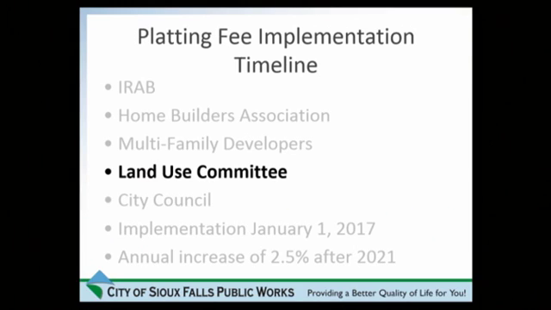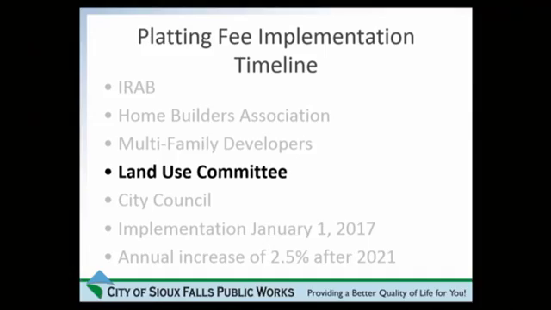Okay, we have taken these to the Infrastructure Review and Advisory Board, and they were approved. We do have support from the Home Builders Association. As to the multifamily developers that we met with, we did not get a letter of support, but we did not get a letter of opposition. So I'll leave it at that. Today, I'm presenting this to you.